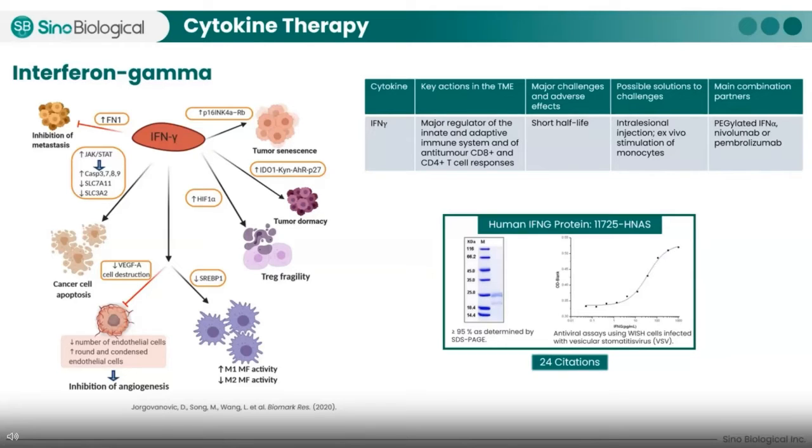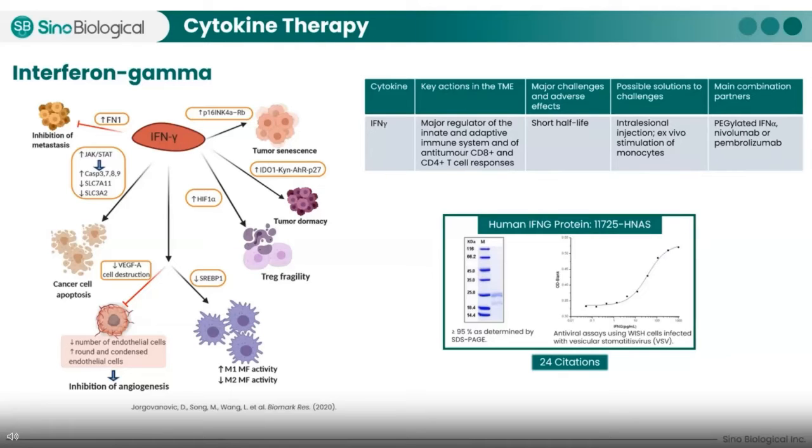The interferon gamma stimulates activation of JAK-STAT signaling pathway in the TME that further drives increased caspase activity. Consequently, cancer cells undergo apoptosis. Interferon gamma induces fragility of regulatory T cells and inhibits the formation of tumor blood vessels by downregulating VEGF-A. Through stimulation of M1 macrophage polarization and inhibition of their M2 phenotype, it contributes to effective anti-tumor immune response. Moreover, interferon gamma increases FN1 expression that limits cancer metastasis.